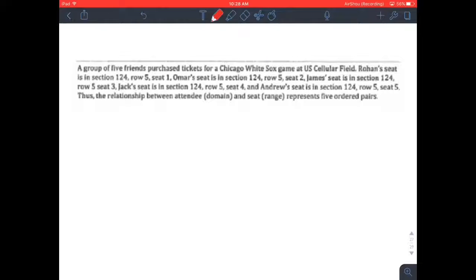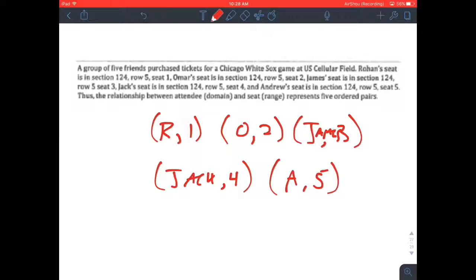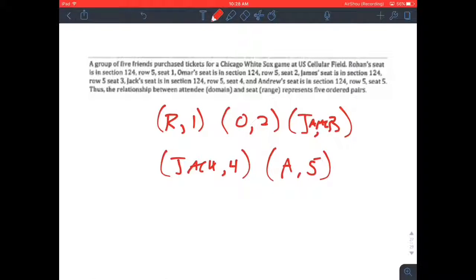So the people, we could say, for example, Ronan is in seat 1. Omar is in seat 2. James is in seat 3. And then Jack, of course it starts with the same letter as James, is in seat 4. And Andrew is in seat 5. Those are ordered pairs. Lots of times when you're given information, this is not one of those times honestly, you would write the information in ordered pairs, and it's going to help you work out the problem better.